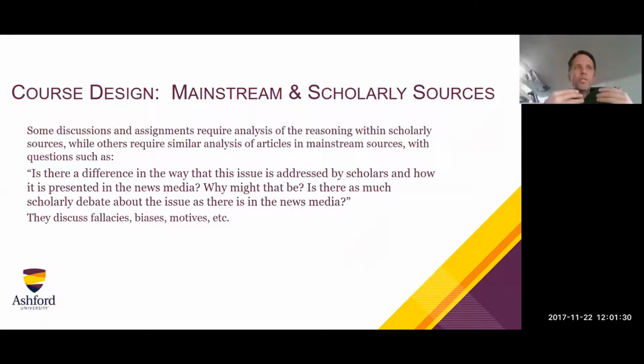But since this is a critical thinking class, we did a nice contrast where we actually have them look at lower quality sources, look at op-eds and websites and analyze the reasoning of those. And then when they engage with the scholarly sources, to analyze the reasoning on both sides of the issue in those as well, and then contrast what they found in those types of sources.